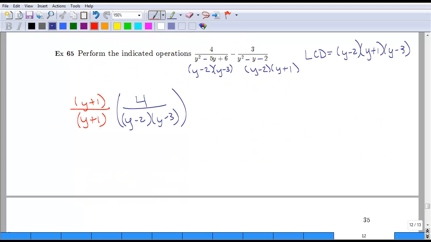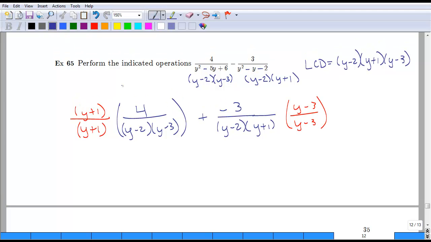And the second fraction is a minus. I'm actually going to move that up here to the 3 because it's just going to be easier to distribute a -3 than to have the minus sign out front. And we have our y minus 2 in the denominator, our y plus 1 in the denominator, and then we need to multiply by y minus 3 over y minus 3.